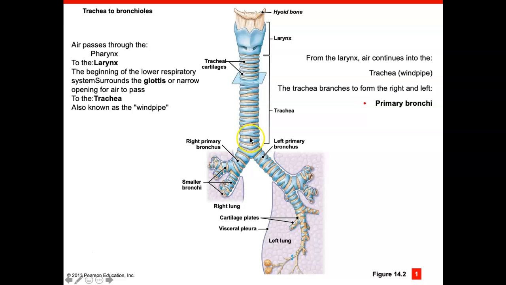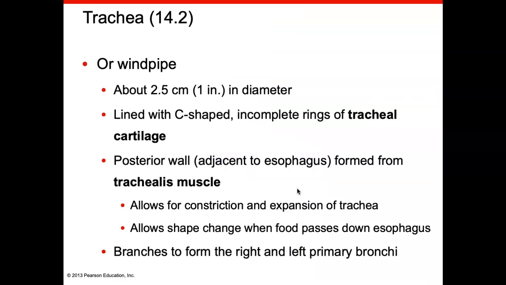So the trachea will branch into the right primary bronchus and the left primary bronchus. Now the trachea is kind of interesting. It's got a C-shaped ring of tracheal cartilage, and behind that is a muscle.